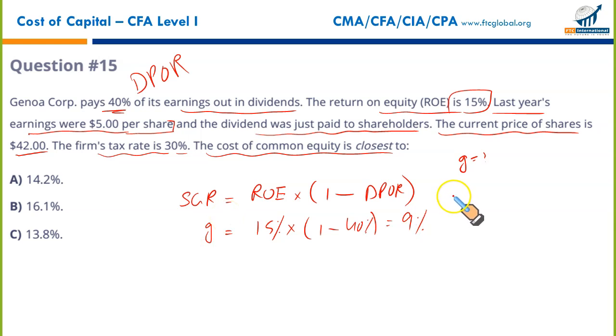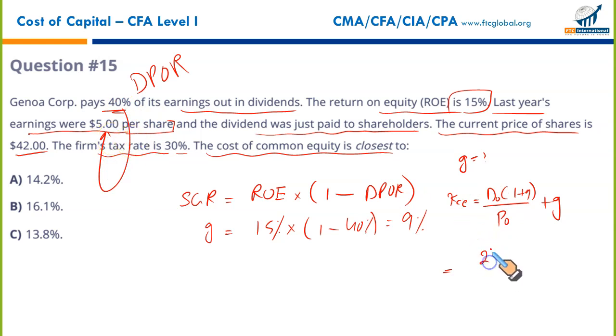In the dividend discount model, cost of common equity is equal to, we have been given the current dividend. We need to grow it at a certain rate. So D0 times 1 plus G upon the current share price, plus the growth rate. There we go. What is D0? 40% of the earnings is paid as dividend. 40% of $5 gives you $2. That's the current dividend that we have just paid.